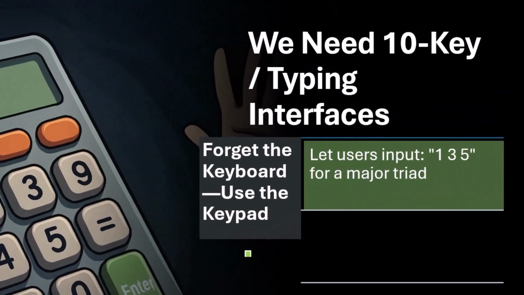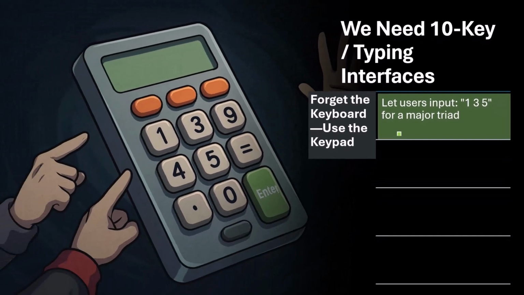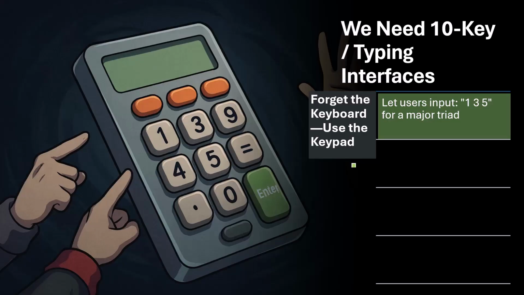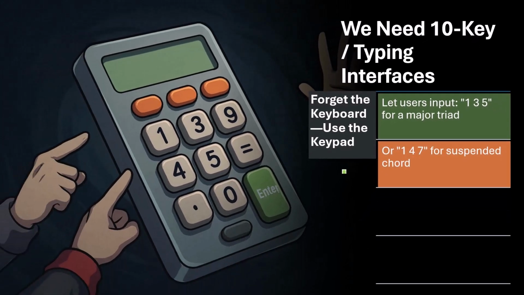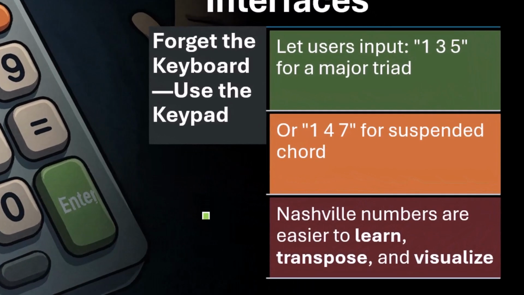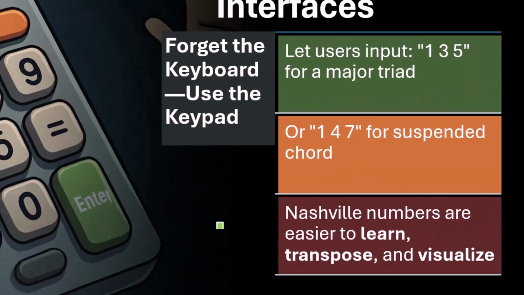So you could use something like letting users input 1, 3, 5 for a major triad. Or we should be able to just map in the major triad as saying it's a 3-note Ionian chord, or give me an Ionian or Nashville number 1 3-note chord, so that it represents it as a chord, so that you can see it not as stacked notes once you're looking at your song. When you're reviewing your song, it would be nice to be able to recognize that as a chord. That's the C major chord. Or an Ionian chord, or however you want to see it. The 1-4-7 suspended chord. So Nashville numbers are easier to learn, transpose, and visualize.